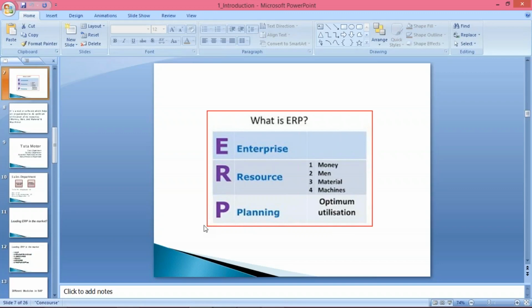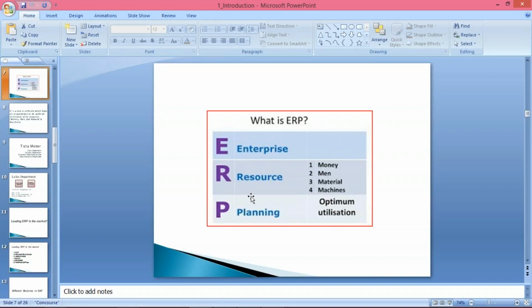Resources means the elements required in order to run an organization. Of course, employees are required, that is called manpower. Machines are required to produce certain things, and for producing those things, materials are also required, and money is also required to run this. So these are the four major elements required to run an organization. This is called 4M. 4M means man, money, material and machines. So, as I said, enterprise means an organization, and the resources in any organization are man, money, material and machines.